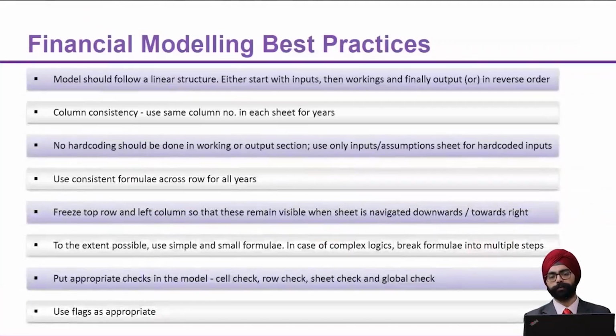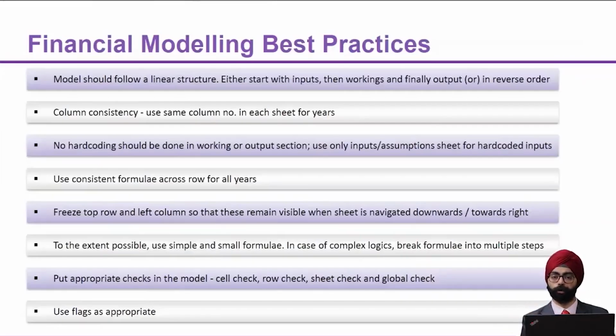Another best practice that we need to follow, to the extent possible, is this: the model is going to have so many worksheets, and obviously in each of these worksheets, we have so many years to work upon. So try to ensure that we use the same column number in each sheet for a particular year. For instance, if in the input sheet I'm going to use column F for 2021, then make sure that you use the same column F for 2021 in all other worksheets as well.